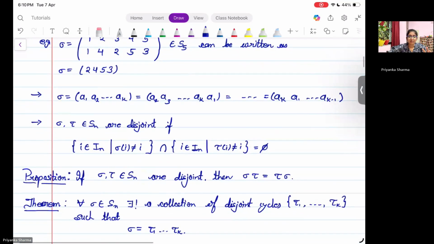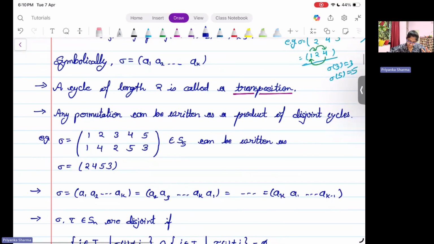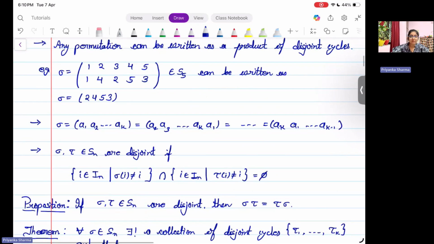Now, what is the meaning of the term I said, uniqueness of this product of disjoint cycles? So there, if sigma is (a1 a2 ... ak), then it can be written as (a2 a3 ... ak a1), and so on. That is, if we preserve the cyclic order, then we can rewrite it. But all the forms are the same. They represent the same permutation sigma.